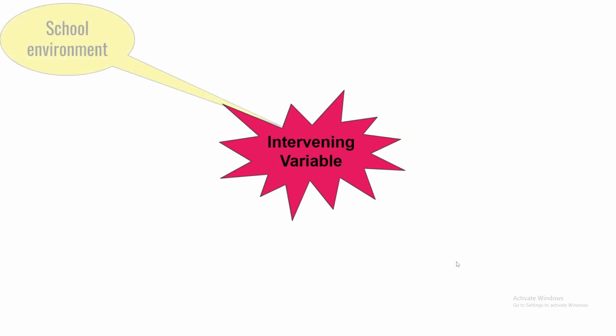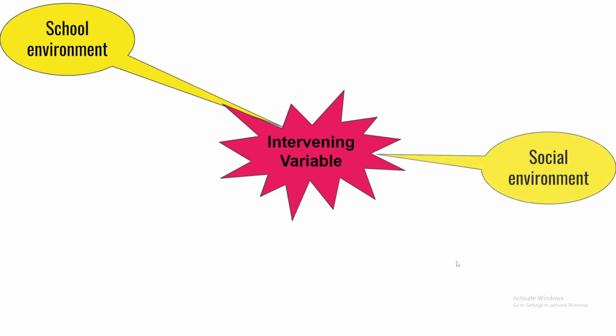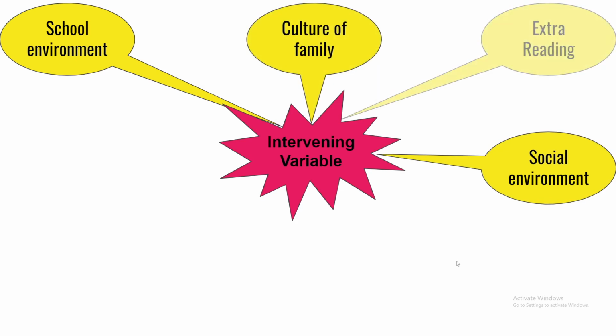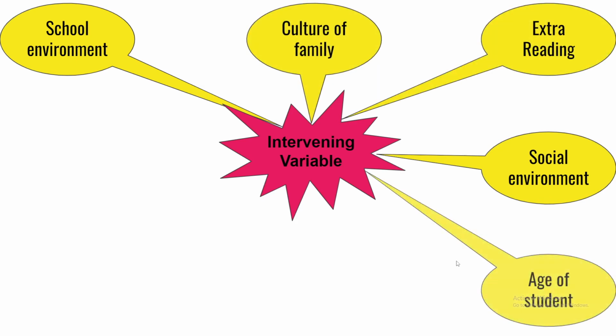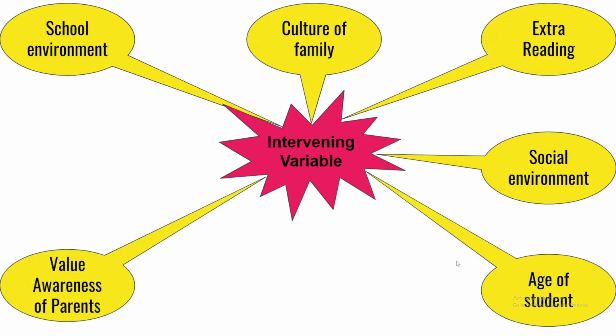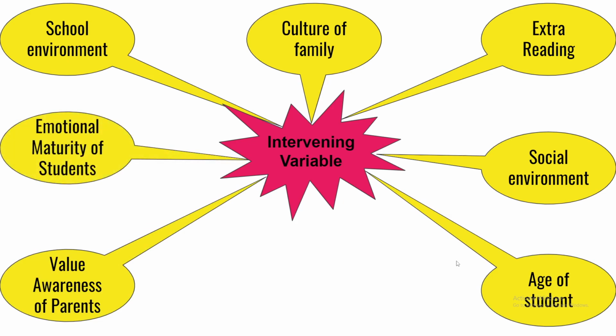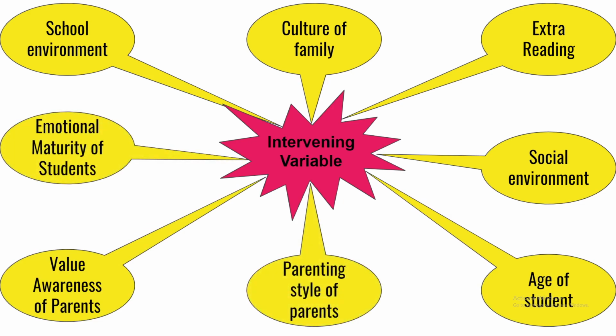For example, school environment, social environment, culture of family, extra reading, age of students, value awareness of parents, emotional maturity of students, parenting style of parents. In our example, these variables are ignored. Therefore, they are called intervening variables for the example that we have discussed till now. There may be more intervening variables for this particular example.